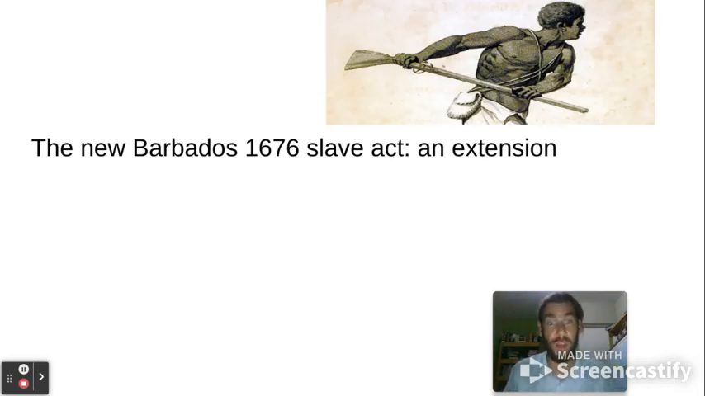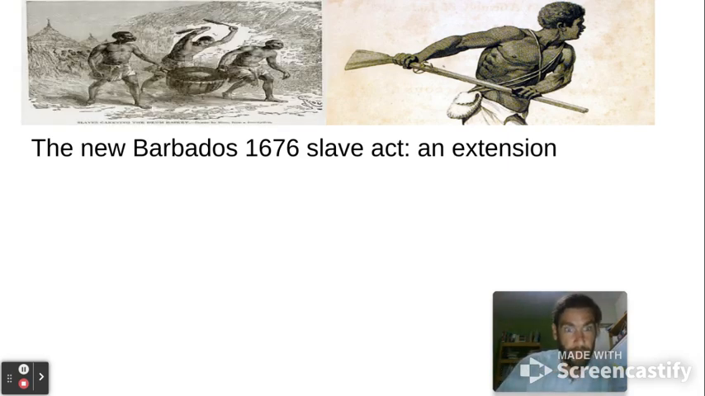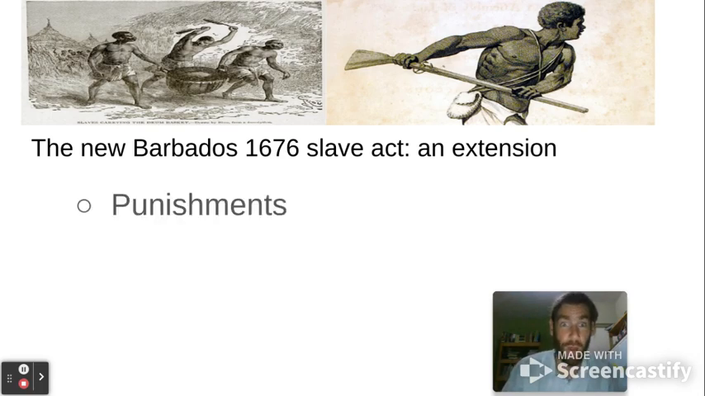Another example of a slave act of the British, the New Barbados Slave Act, an extension. So after 10 years or so, the Slave Act of Barbados was extended. More parts of the law were written. For instance, and this is important, one part of the Slave Act was that the slaves could not play the drum. Because with the drum, you can communicate over greater distances. And perhaps, as I just talked about conspiring slaves, they could conspire together in this manner.